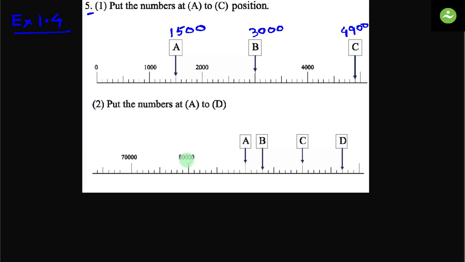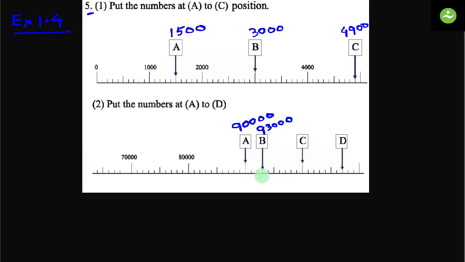Okay. Now this is 80,000. The next big mark is this, A. It should be 90,000. So we write here 90,000. Now B. After A, this is another small division, 2 small divisions, 3 small divisions. Each small division we know is 1000. So 90,000 and then 3 small divisions means 3000. 93,000. B is 93,000.